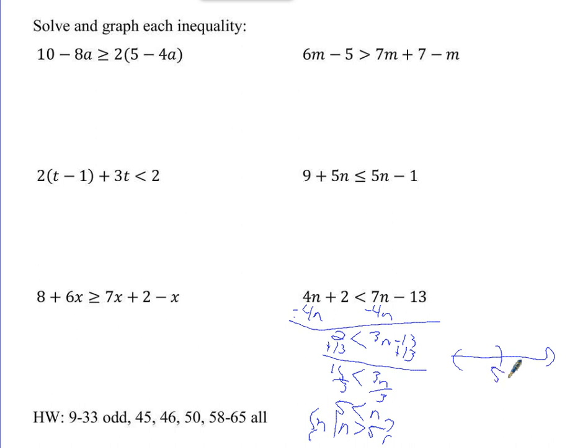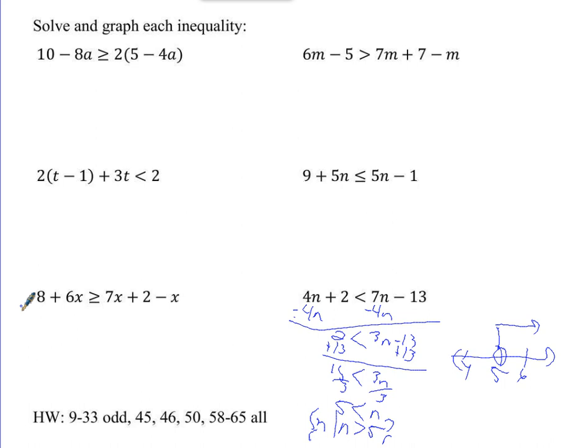Five, 6, 4, open dot, to the right. There you go. Pick another one. Bottom left.